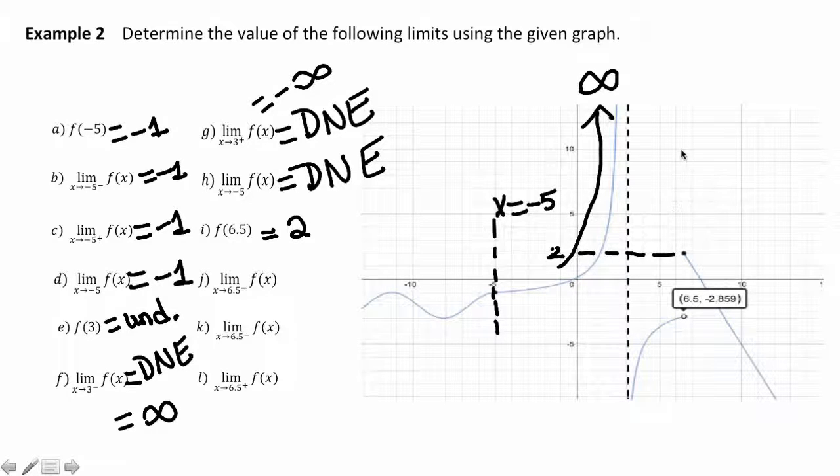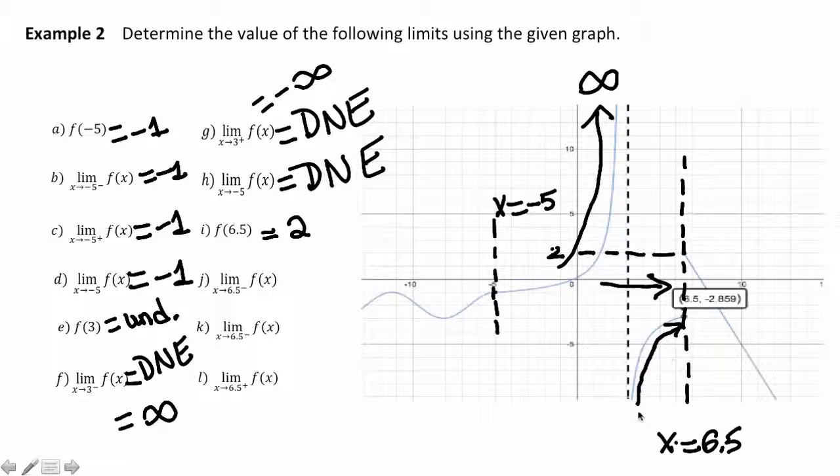If you want to approach from the left side, let me just draw a little vertical line here denoting x equals 6.5, just to kind of visualize it. Now, the only way you can approach this from the left side, I mean, you know, it increases, decreases, goes up here, then it jumps, but ultimately it's going here, right? If you're coming from the left side, it's coming up here and it's approaching this void point. And the y value of this void point is negative 2.859. So that is the limit from the left side.